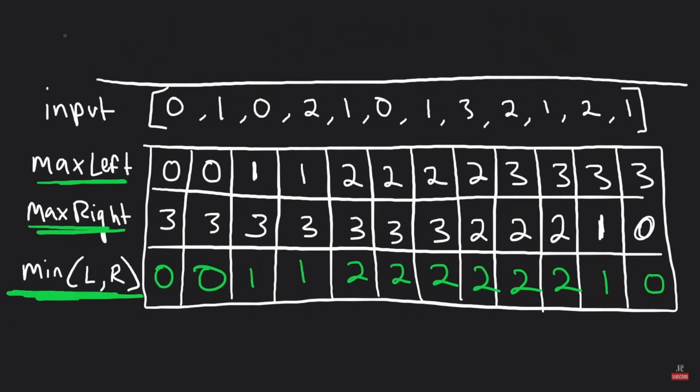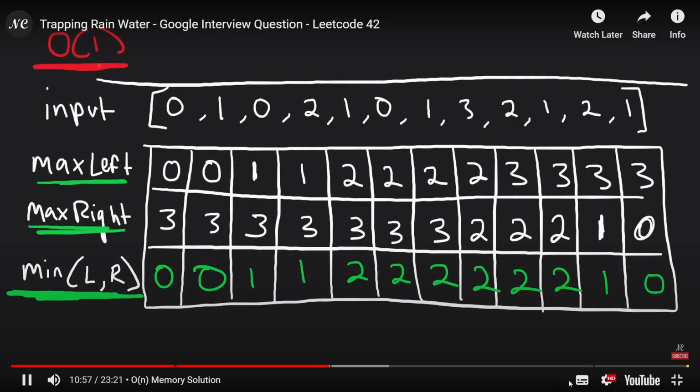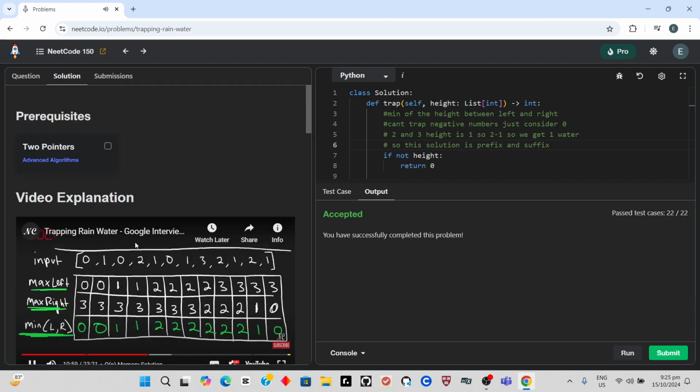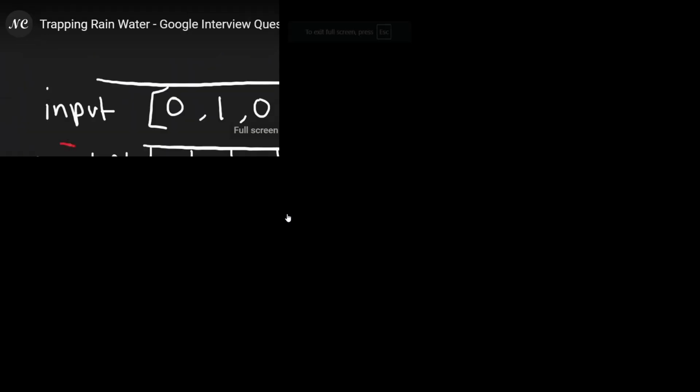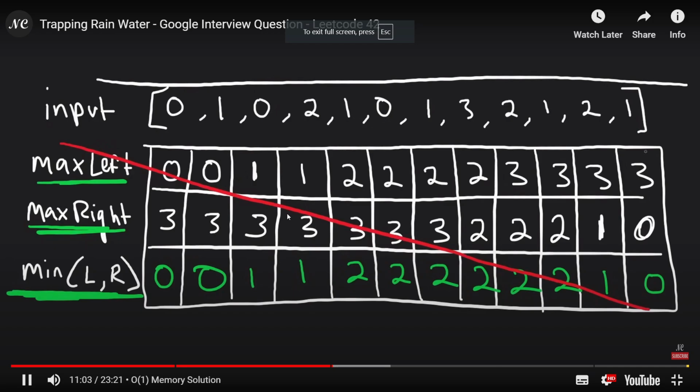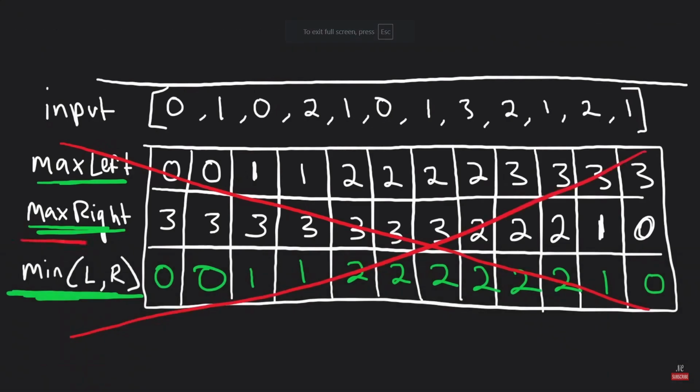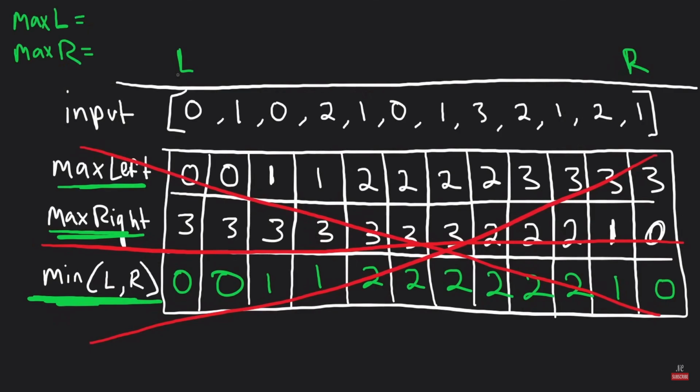Okay, so now I'm going to show you the O of 1 memory solution. It's still linear time, big O of n time, but this time we're not going to need any of this extra memory that we just allocated. We're going to do this with 2 pointers. So initially, I'm going to have my left pointer over here. I'm going to have my right pointer here. So the right pointer is going to be all the way at the end of the input array. So we're going to have our 2 pointers initialized.